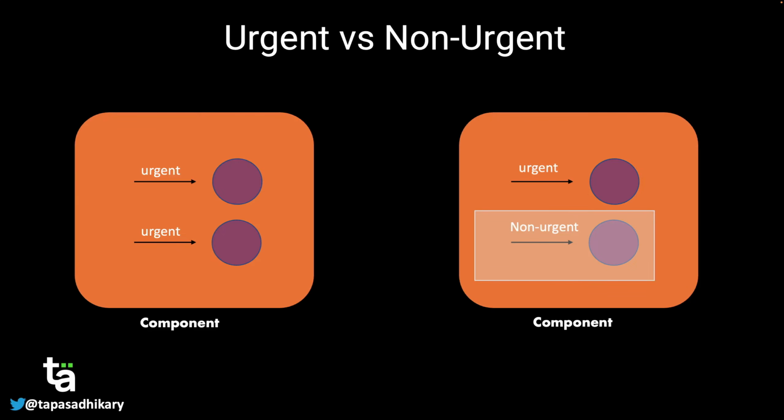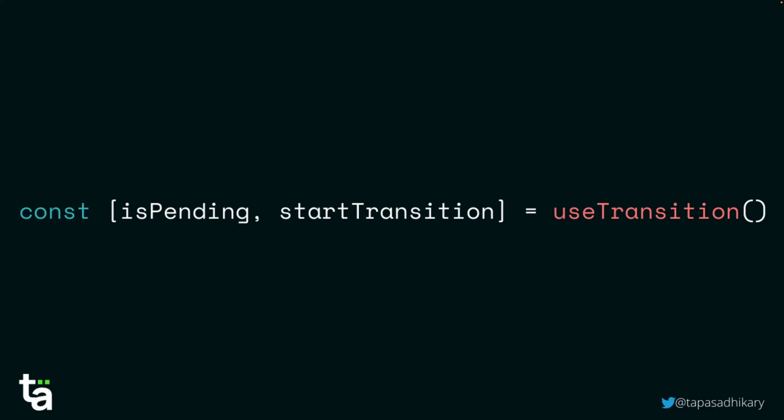Now, how do we mark this as non-urgent? That's where the useTransition hook comes into the picture. Now let's get into the anatomy of useTransition. Let's figure out what exactly the useTransition hook does, and then we'll change the code that we have seen just now with useTransition and see what kind of performance improvement and responsiveness we get in the same application. All right, so let's do this.